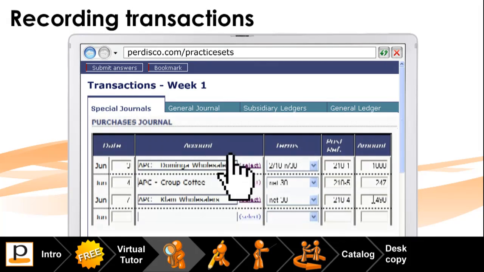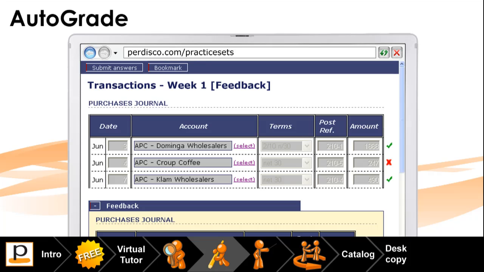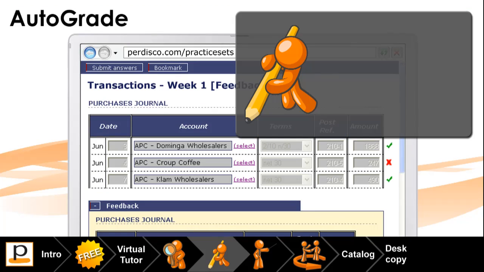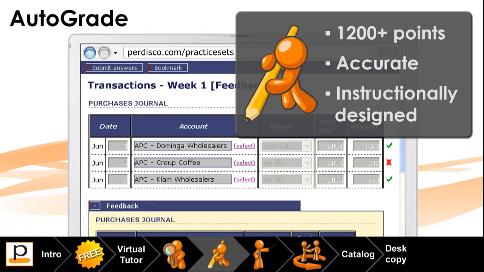After completing and submitting a page, each student's work is automatically graded, so you don't have to manually grade each of them yourself. Virtual Tutor practice sets are graded out of over 1,200 points, providing a much more accurate picture of a student's performance than is possible with manual marking. The points are weighted by our instructional designers to reflect each item's level of difficulty and the frequency with which students have already completed similar items.